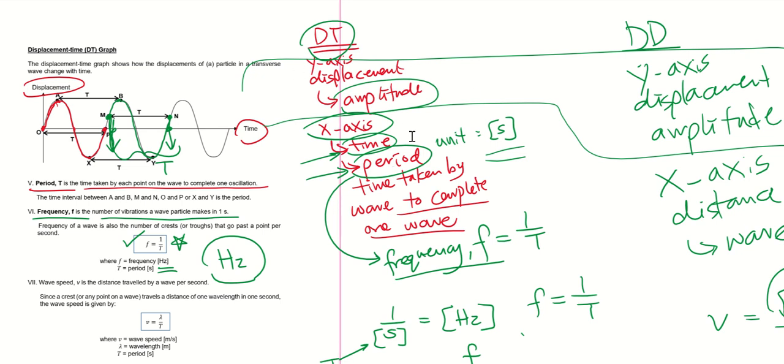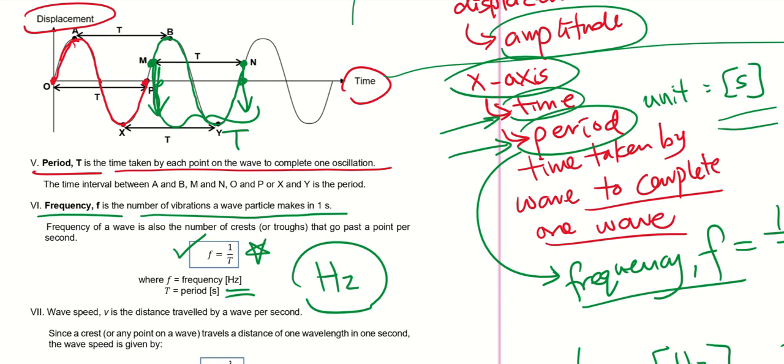X-axis is time, which means I can get the period. What is period? Over here it says that period is the time taken by each point on the wave to complete one oscillation. That means I need to know the time. I can get the time taken to complete one oscillation.